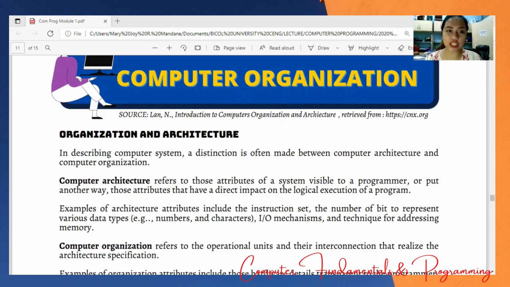So, computer architecture refers to those attributes of a system visible to a programmer, or put another way, those attributes that have direct impact on the logical execution of a program. Examples of architecture attributes include the instruction set, the number of bits to represent various data types, for example the numbers and characters, I/O mechanisms, and technique for addressing memory.